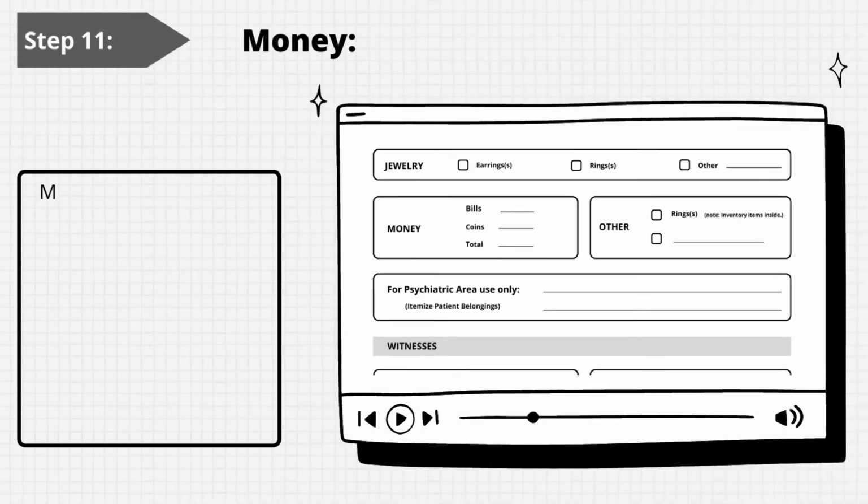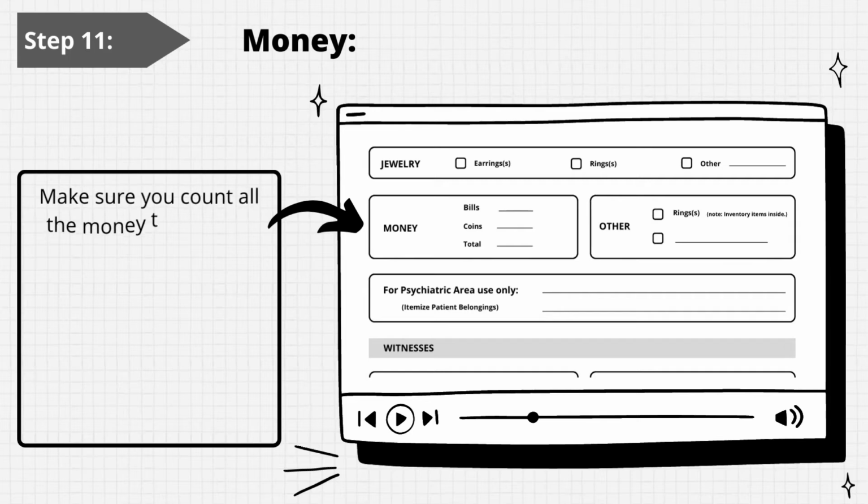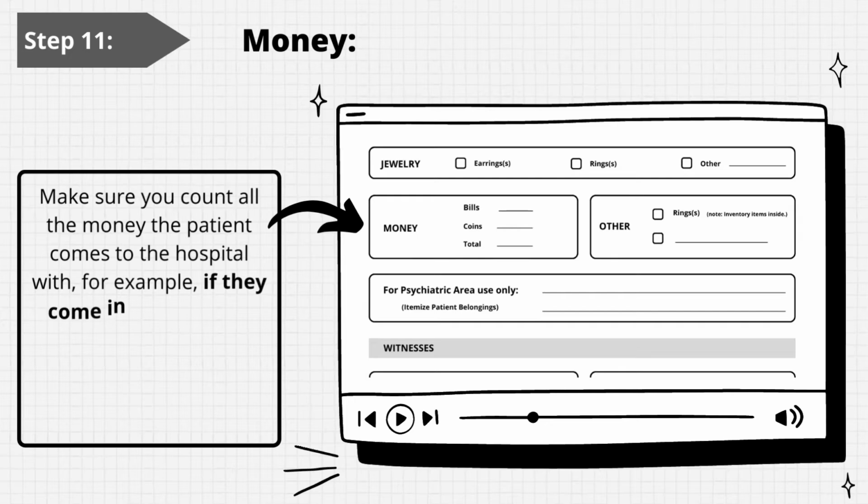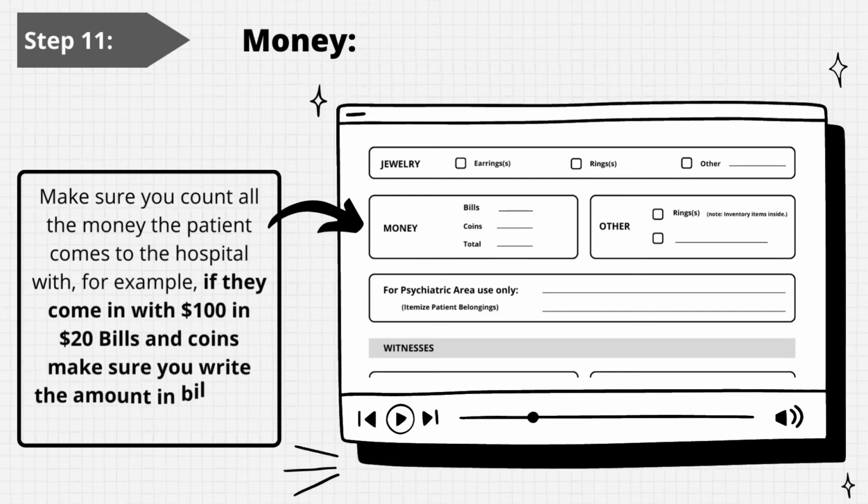Step 11. Money. Make sure you count all the money the patient comes to the hospital with. For example, if they come in with $100 in $20 bills and coins, make sure you write the amount in bills and in coins.